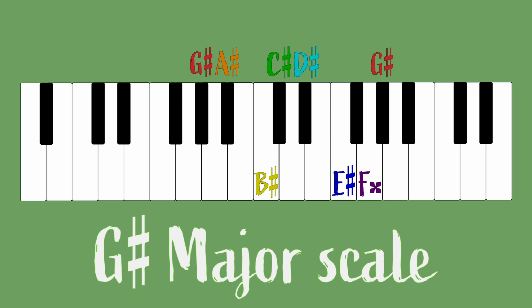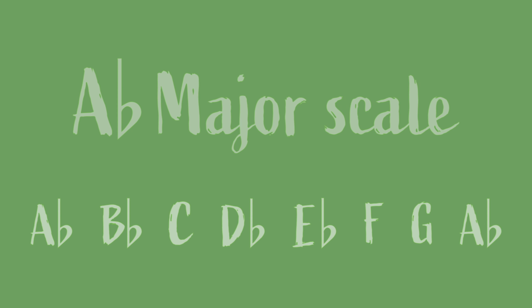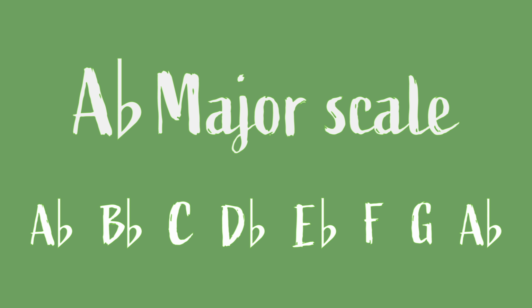Any composer will rather use its enharmonic equivalent, which is the A flat major scale, that goes as A flat, B flat, C, D flat, E flat, F, G, A flat, which sounds exactly like the G sharp major scale because it uses exactly the same notes, but this time it's easy to notice that it's way more convenient and pleasing to read.